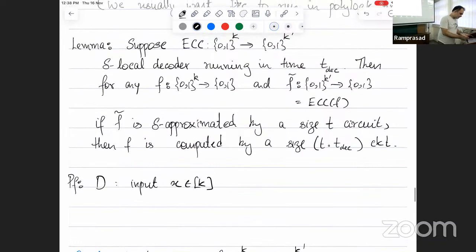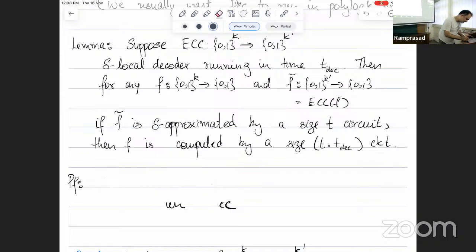So on input x, here is what I will do. Let me just state it the following way. I am told that f tilde is approximated by a size T circuit. Let's say that circuit is C. Now I want to build a different circuit D that computes f correctly. But again, I'm going to build a randomized process for it instead.